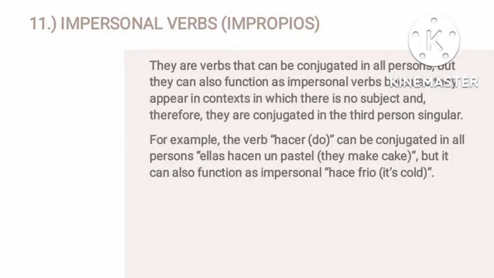The 11th one is the impersonal verbs, or impropios. They are the verbs that can be conjugated in all persons, but they can also function as impersonal verbs because they appear in contexts in which there is no subject, and therefore they are conjugated in the third person singular.